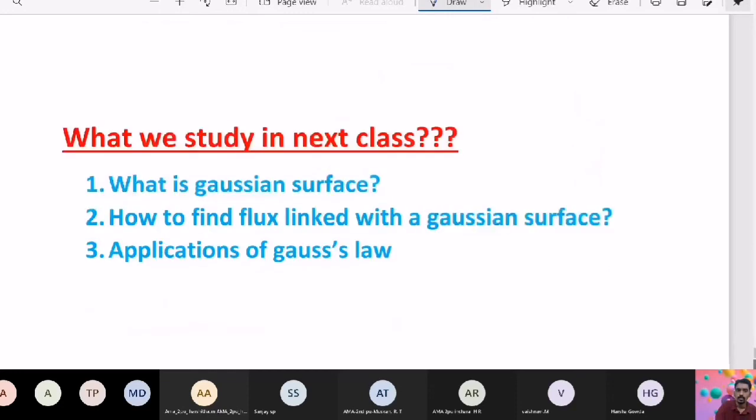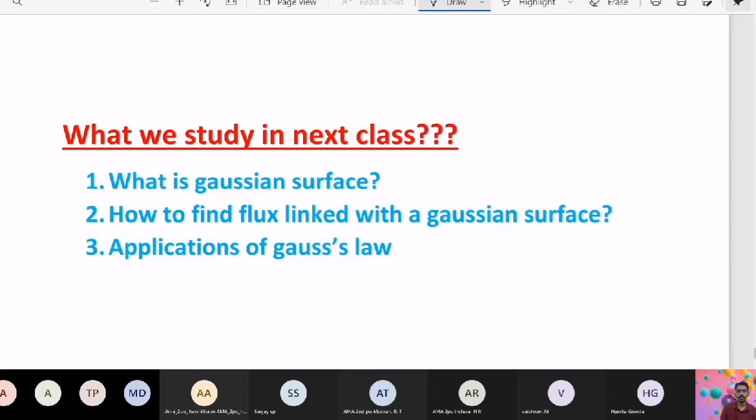Now we will study what a Gaussian surface is, how to find flux linked with a surface, and applications of Gauss's law, how to connect all these things. Whatever definitions and introduction we have taken, please try to understand and remember each and everything. If there is any doubt, please message me.